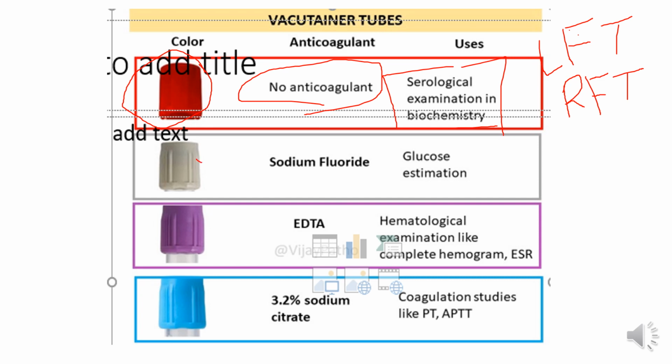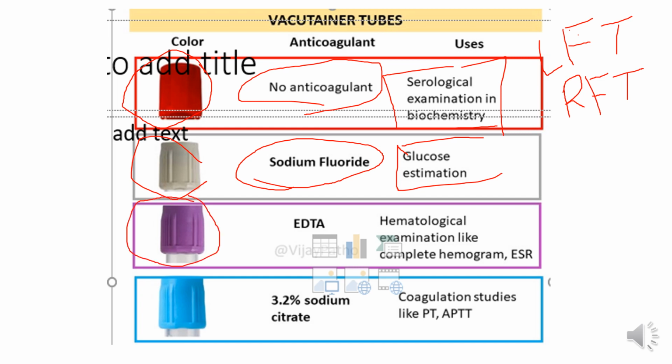The next vial you can see is the gray vial, which contains an anticoagulant known as sodium fluoride, and this gray vial helps us with glucose estimation. The third vial is a purple vial, and it has an anticoagulant known as EDTA. The full form of EDTA is ethylene diamine tetraacetate. This is one of the important vials you will usually encounter in your hospital setup, and it is helpful in sending the hemoglobin level and complete CBC counts.